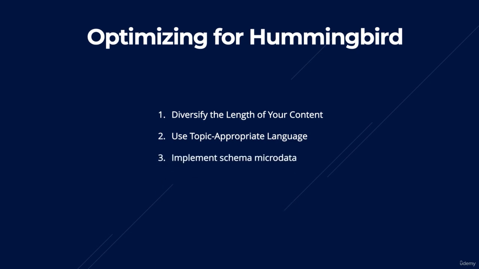Number 3, implement schema microdata. Implementing schema microdata can only be a good thing, especially with Hummingbird's heightened focus on semantics. As we discussed in the technical SEO section of the course, schema makes it easier for Google to understand what your website is all about, making it more likely for Hummingbird to place your content in searches for wider categories. Implementing schema can be a bit of a pain, but it could be worthwhile in the long run. In addition to making your site friendlier to the search engines, you're also providing Google with the opportunity to get your website featured as a Google snippet or in the knowledge graph.